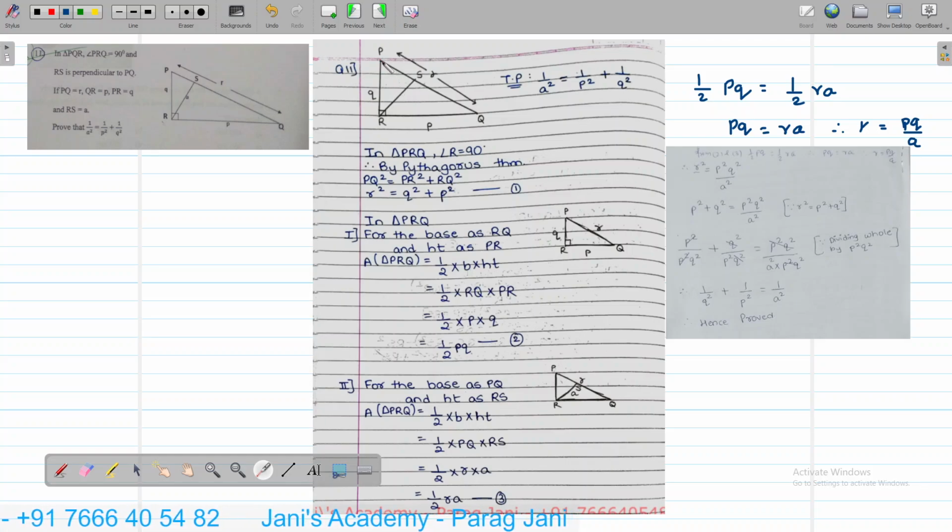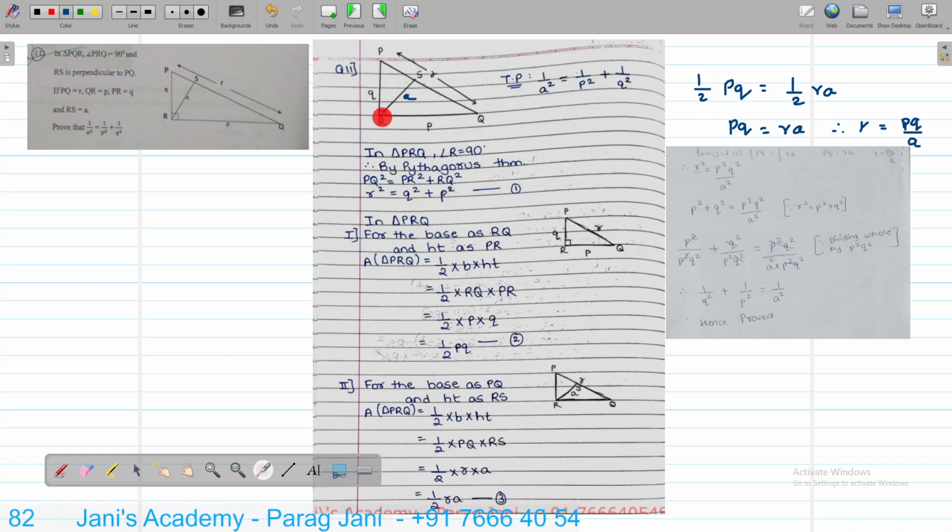Now again, consider this triangle with base PQ. If you consider this as your base, then your height will be RS. This value is given as A. If this is the base, then 1 upon 2 into base, that is r, height, that is A. So 1 upon 2 r a. Since the area is common in both triangles, 1 upon 2 PQ is equal to 1 upon 2 RA.